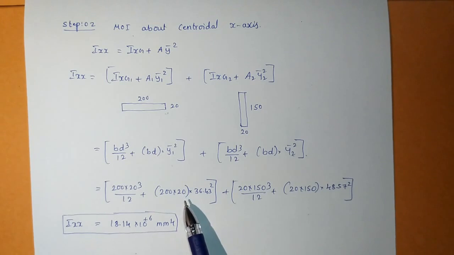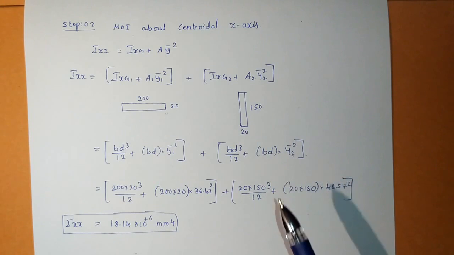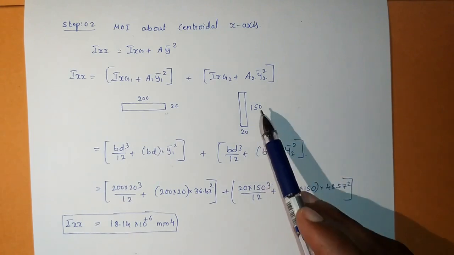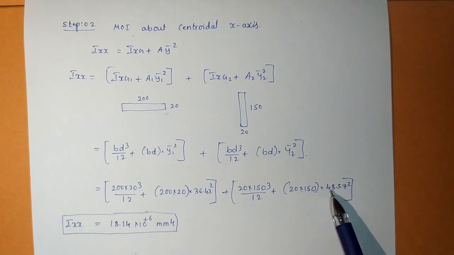This is the y1 bar value, 36.43. Similarly, for section number 2, B is 20 millimeter and D is 150 millimeter, D cube by 12, plus 20 into 150. 48.57 is the value of y2 bar. This is the final value of Ixx, 18.14 into 10 power 6 millimeter to the power of 4. Similarly, we have to find out the Iyy value.